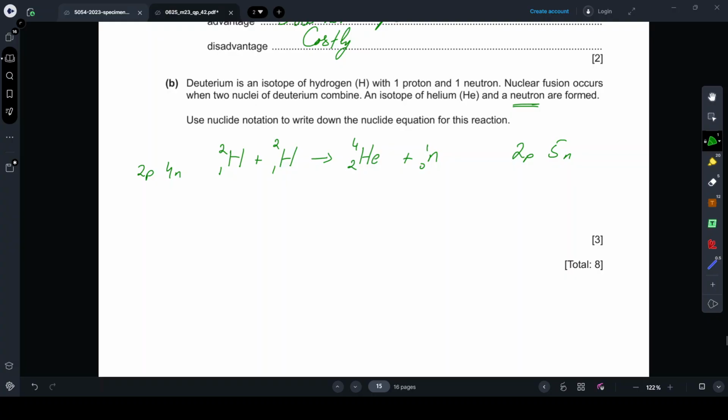You gotta put 3 on the helium. Yes, because it says it's an isotope of helium, right? So there, you can say fine. This is an isotope of helium that has 1 less neutron, and that would be your answer.